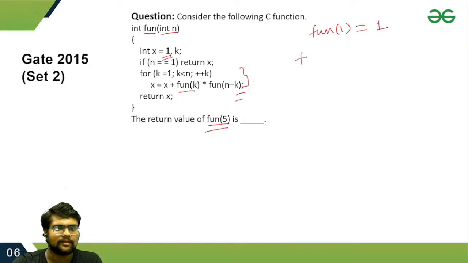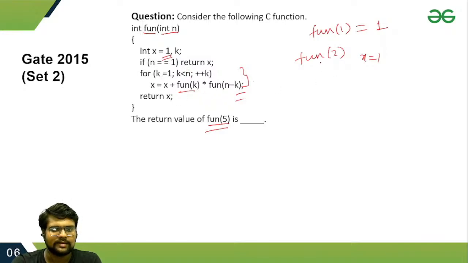Let's calculate fun of 2 now. So for fun of 2, x is 1, and n is not equal to 1. So we will enter the for loop, in which k is equal to 1 and k is less than or equal to n, because here n is equal to 2. So it will execute one time.